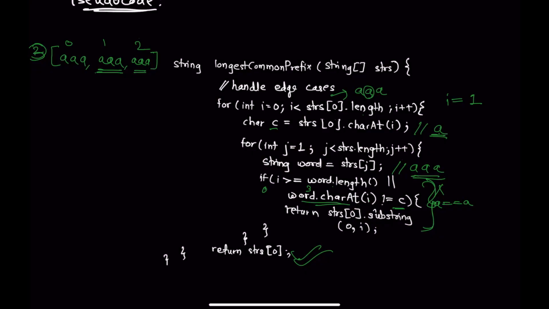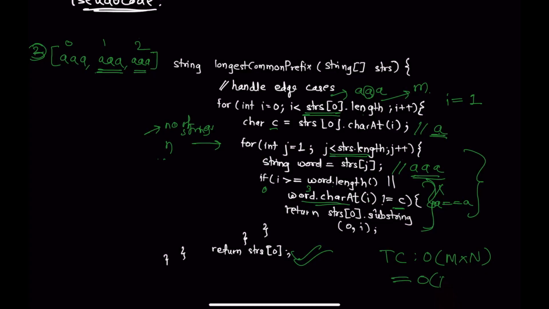Let's discuss the time complexity of this approach. What is this strs[0].length? Let's assume it is of length m. And as we know, strs.length is going to be n, which is the number of strings in our string array. So this loop is going to run for m times. This n loop is going to run for m times. So our time complexity is O of m cross n, which is equivalent to n cross m.